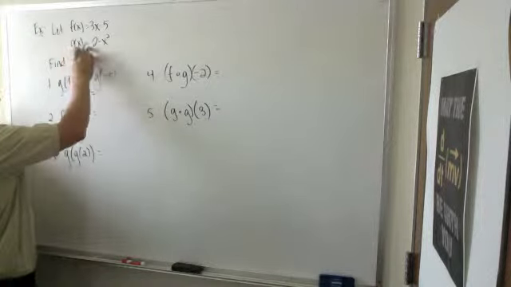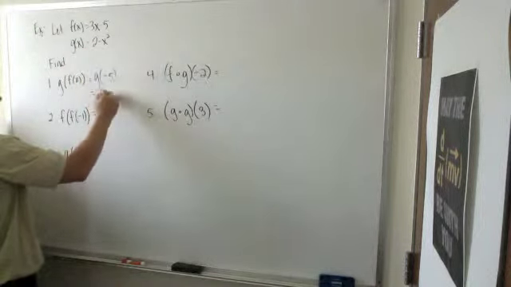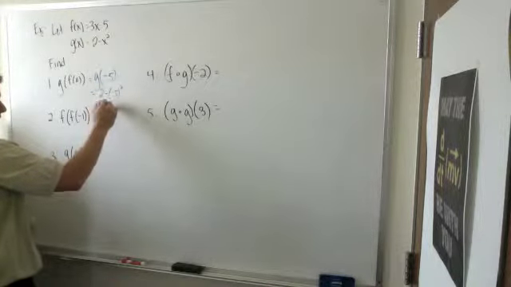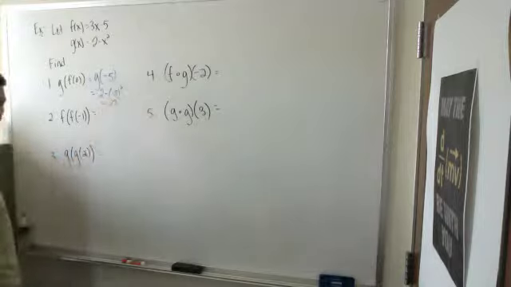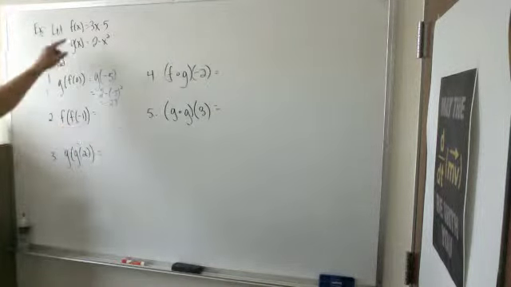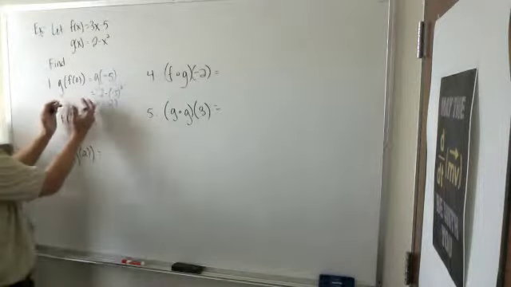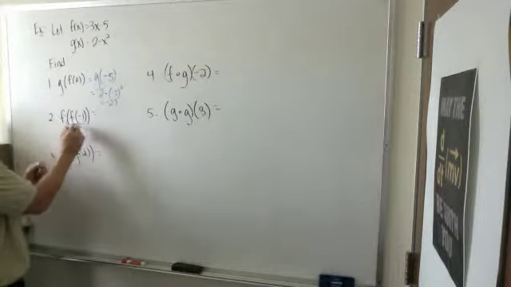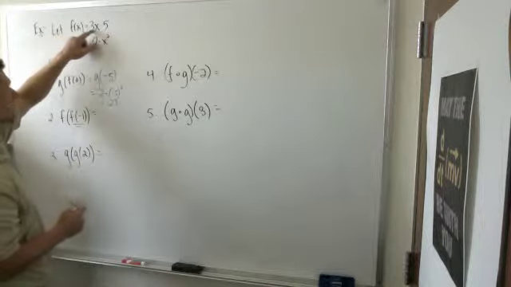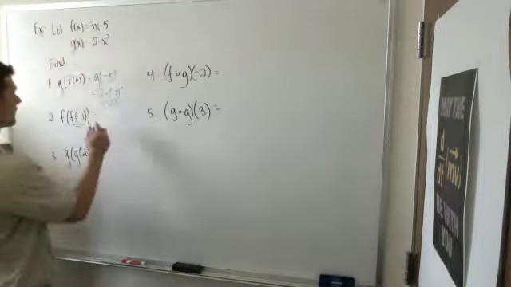g of negative 5 is 2 minus negative 5 squared, so 2 minus 25, which is negative 23. Okay? What about f of negative 1? So first I find f inside here, just find this part first. f of negative 1 is 3 times negative 1, which is negative 3, minus 5 is negative 8.